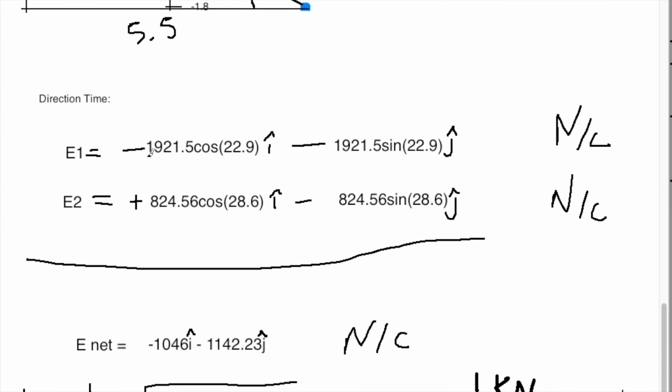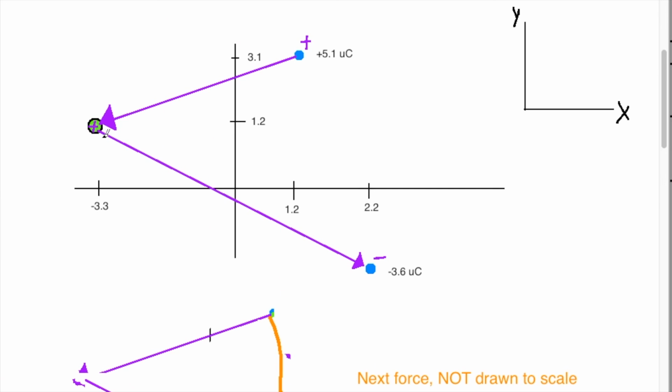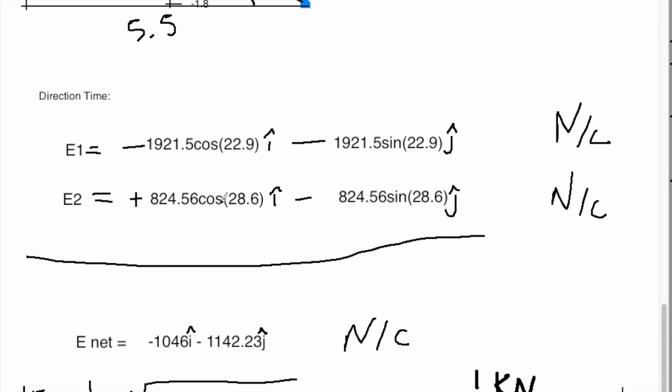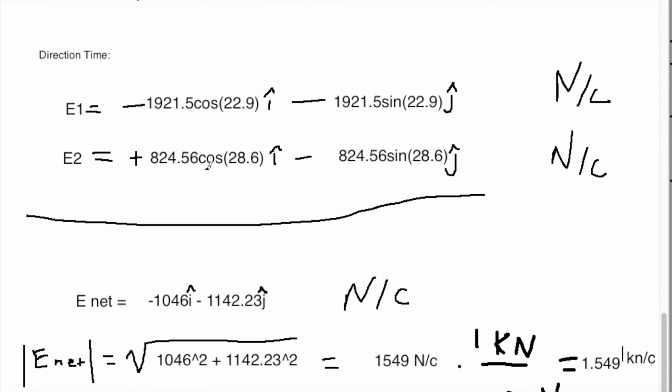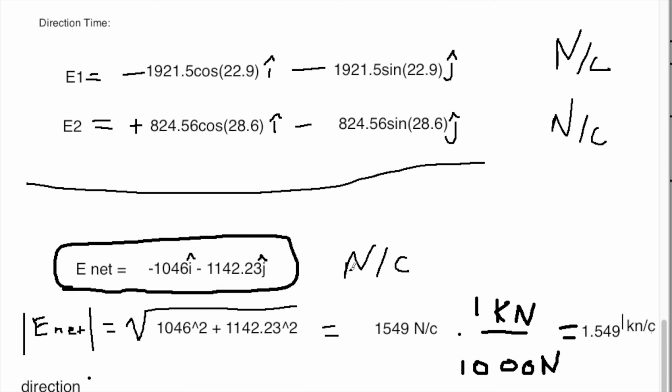So minus the magnitude cosine of the angle, because cosine is x, minus the magnitude sine of the angle. For electric field number 2, the force, as you can see, is going in the plus x direction according to my frame of reference, and the minus y direction. So you'll see a plus x, minus y, cosine again, sine again. If you calculate this out and add, you'll get E net in this direction, in newtons per coulomb, of course, for all of this.